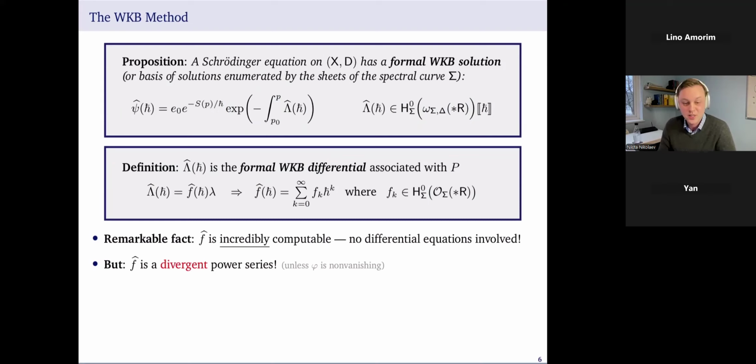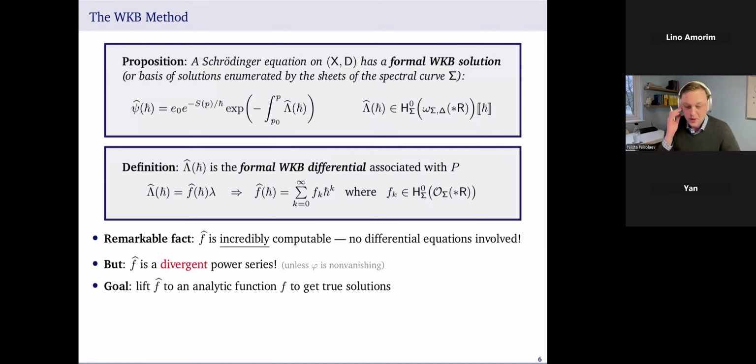I mean, the only exceptions when it's not divergent is when the potential is constant or at least non-vanishing. So as soon as the potential Q has a zero, that's it. The thing is necessarily going to be divergent. So okay, the goal of the improved WKB method, we're heading towards the exact WKB method.